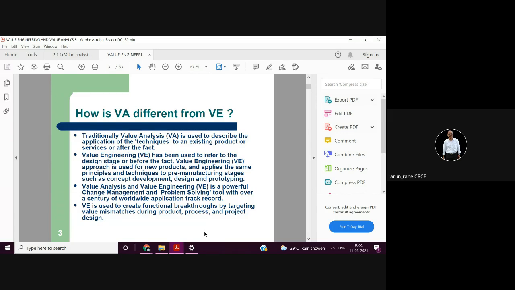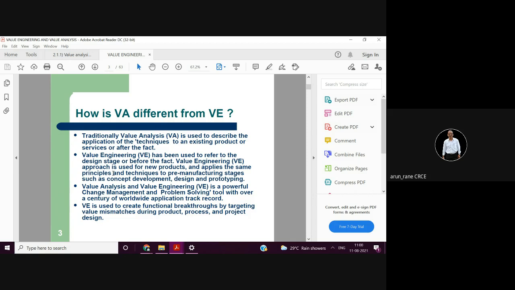Design: the design engineer has designed, can it be manufactured? Do we have facilities? Is the material available? Can it be purchased? How long will it take? So value engineering is used to refer to the design stage, or before the fact, before the product is to be manufactured. And FMEA, that is failure mode effect analysis, is a subset of value engineering.